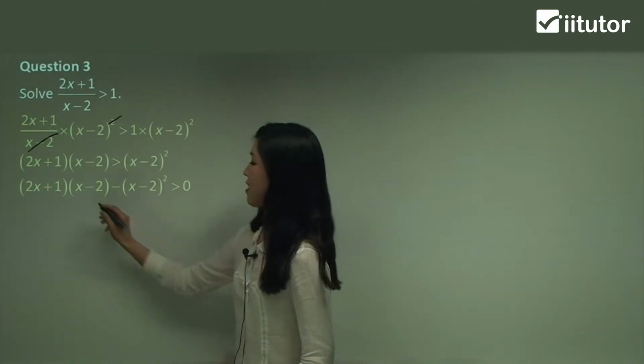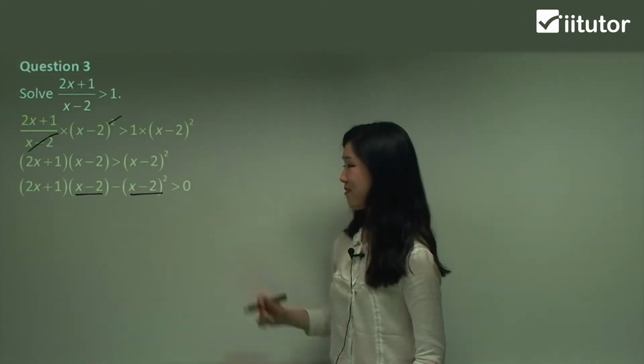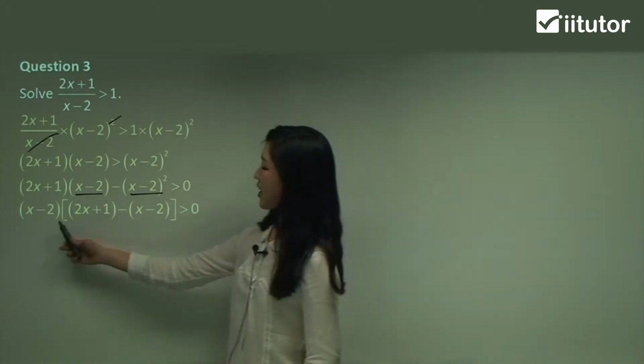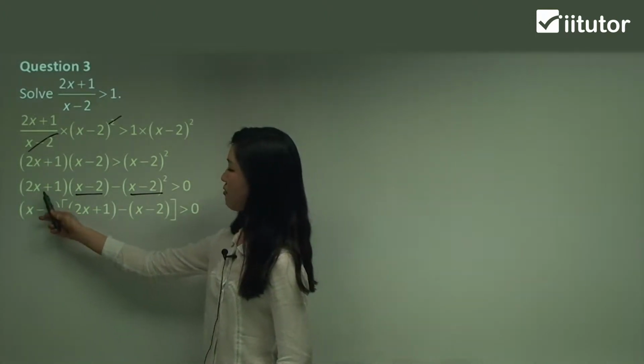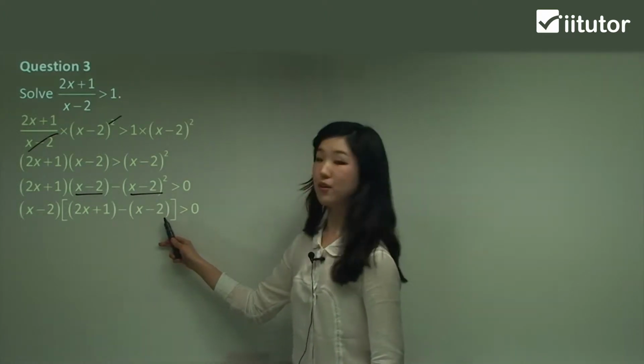So now that I've got that, let's look for common factors. Hope you guys can see that x minus 2 is a common factor. So let's factorize by x minus 2, like this. So I took x minus 2 out, so we have 2x plus 1 over here left, and here we have x minus 2 left.